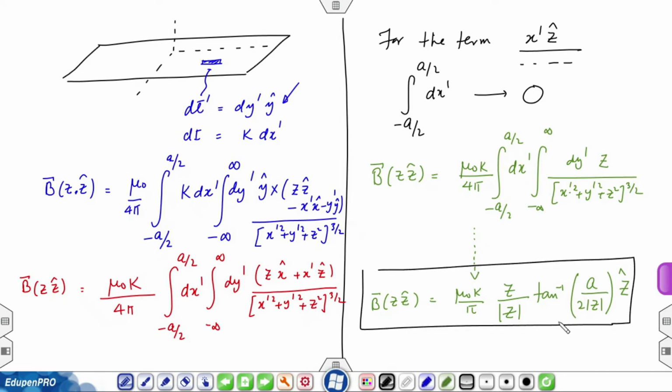For you, I am leaving this: perform the integral, and I am also leaving for you to check various limits of this answer. What are the various limits? a tending to infinity, so then it becomes a whole sheet, z tending to 0, and so on. So, I will leave that for you.